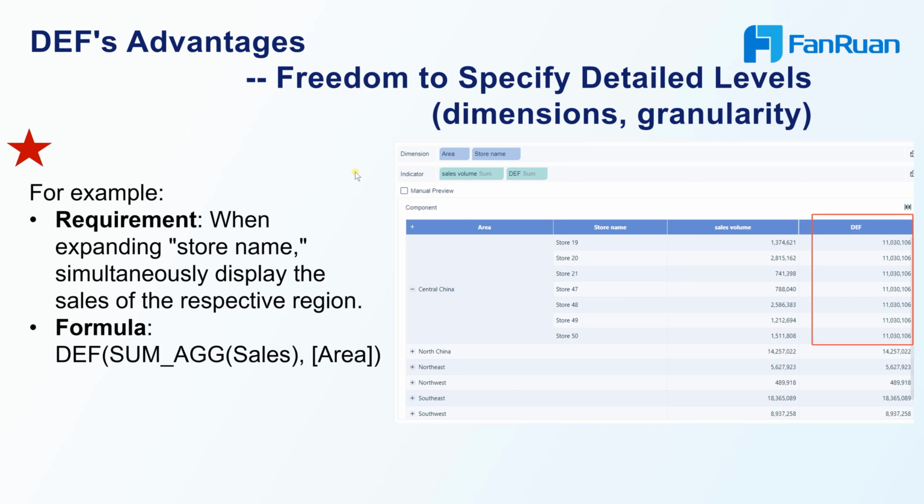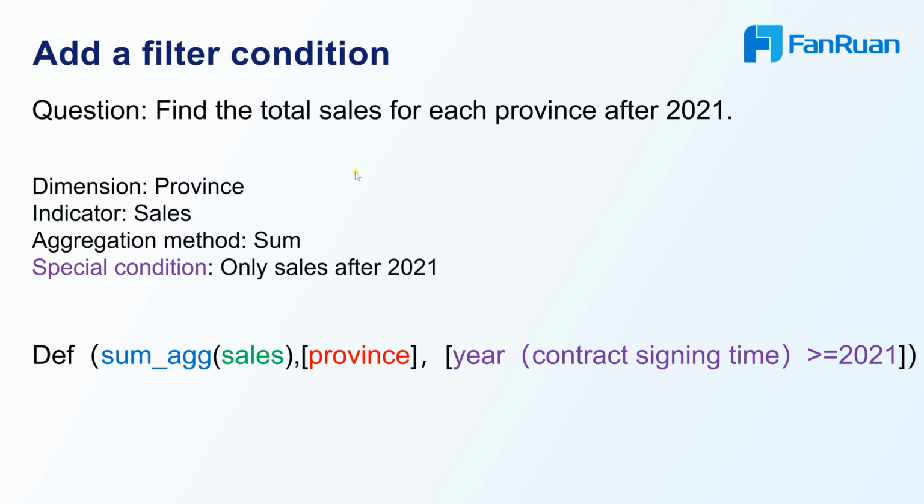At this point, everyone might have a sense of the difference between using define and directly dragging indicators into the analysis. Of course, the example we've used here is just to help everyone feel it out. This is just the tip of the iceberg of what define function can do. Now, let's continue. We've skipped over a section called filtering conditions, which is our third parameter.